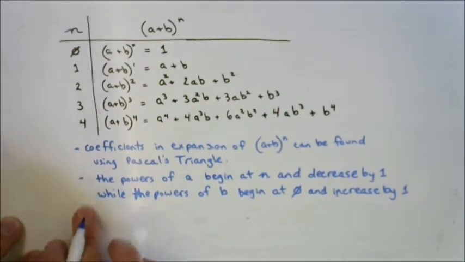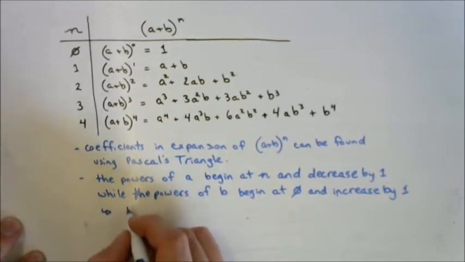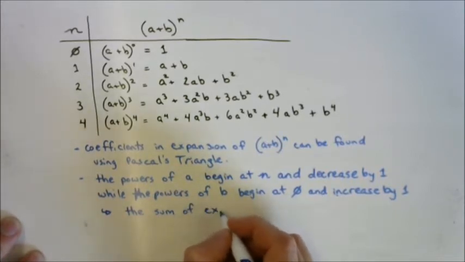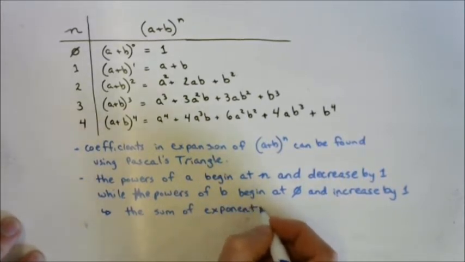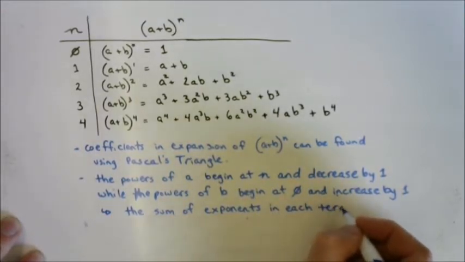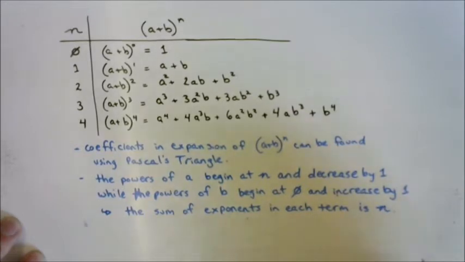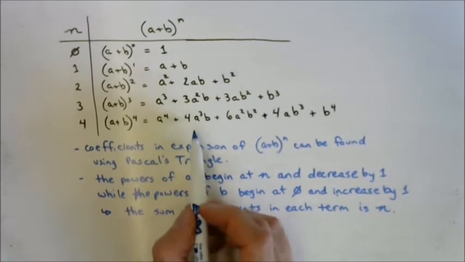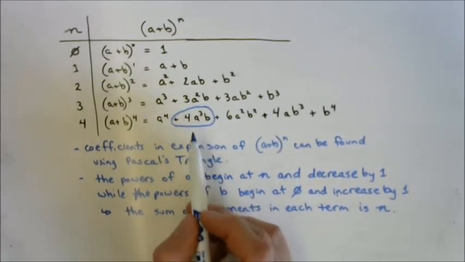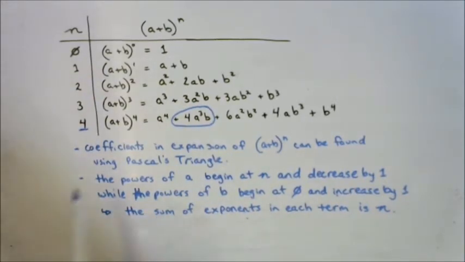The last note about the powers is that the sum of exponents in each term is n. The sum of exponents in each term is n. So that means no matter what term you look at, let's just randomly pick this term here, the sum of its exponents is going to be 4 in every term in this row. Every term in this row, the sum of the exponents is going to be 3.